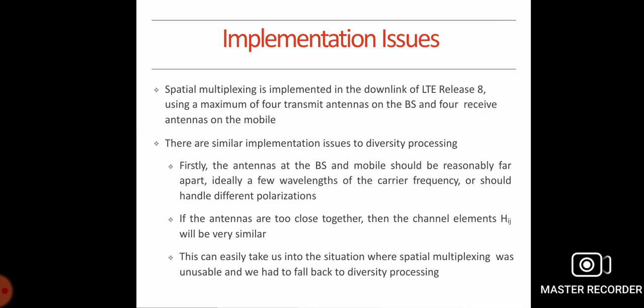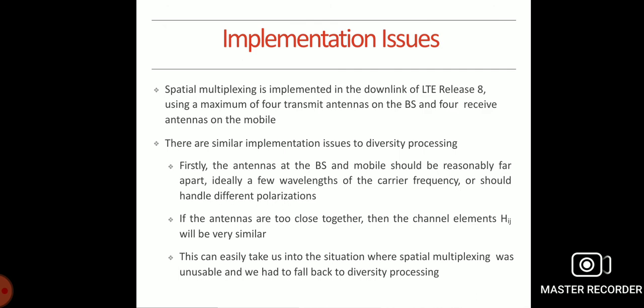The first issue is that the antennas at the base station and also the mobile should be reasonably far apart, ideally a few wavelengths of the carrier frequency, or should handle different polarizations. If the antennas are too close together, then the channel elements will be very similar. This can easily lead to a situation where spatial multiplexing is unusable and we have to fall back to diversity processing.